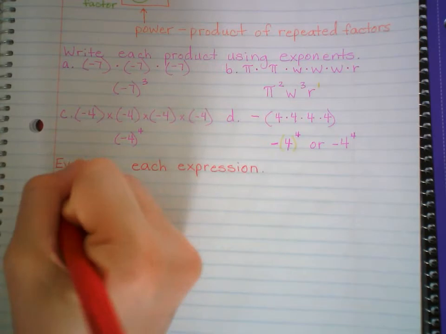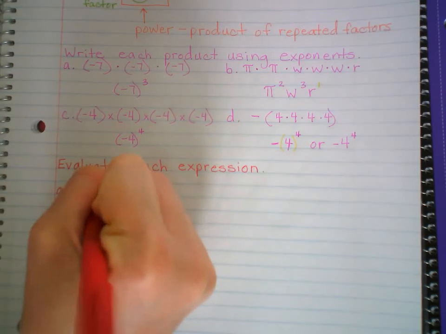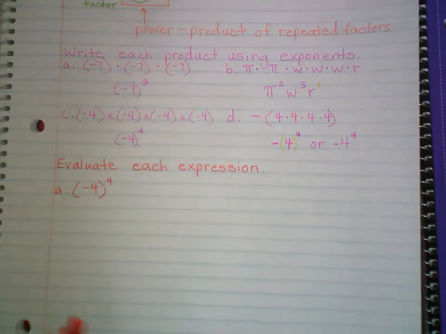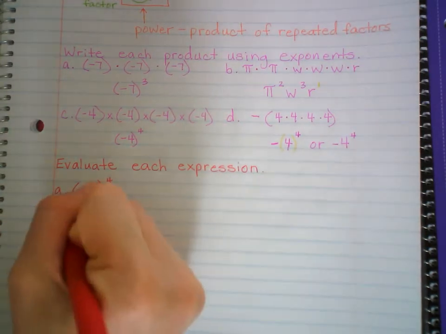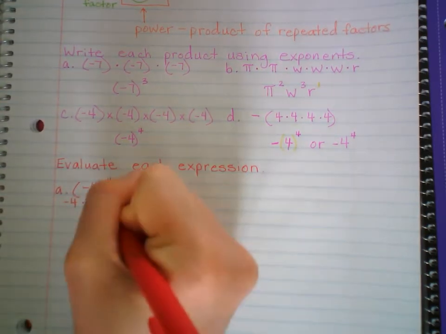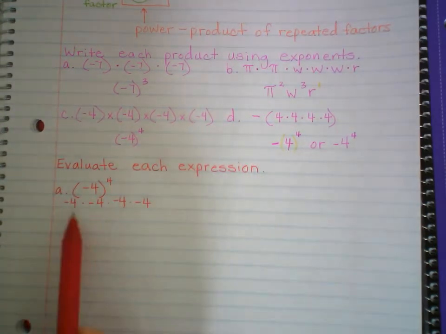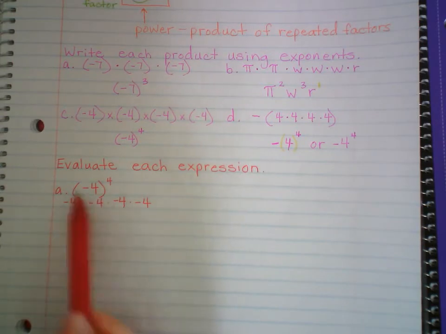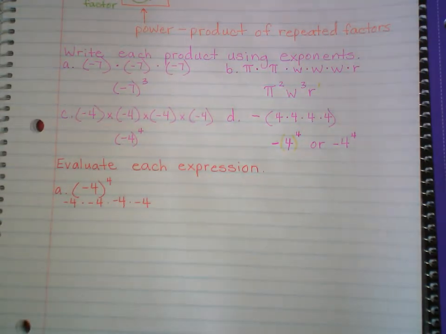we'll have example A for these directions is going to be negative 4 to the 4th. All right, so what that means, negative 4 is our base. So this is going to be negative 4 times negative 4 times negative 4 times negative 4. So we used our base, negative 4, and we multiplied it by itself 4 times. Okay, so without even using your calculator, is this answer going to be a positive or a negative answer? What do you think?